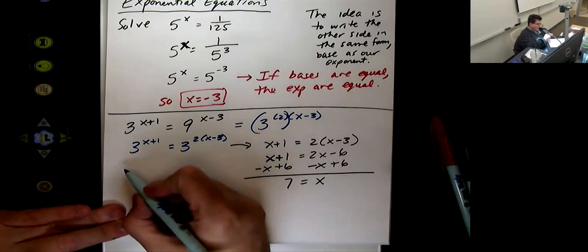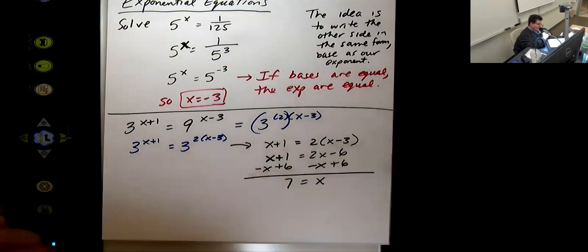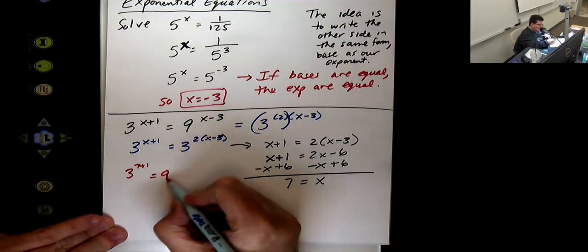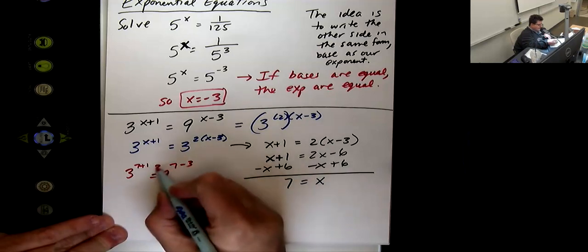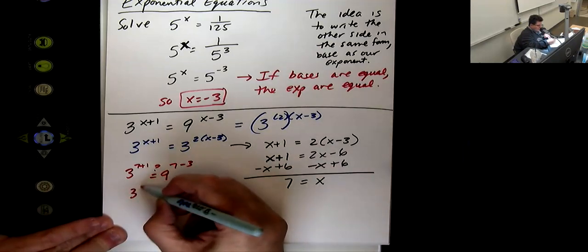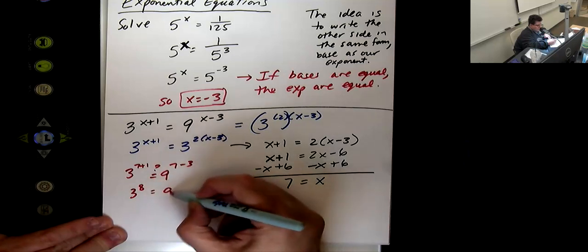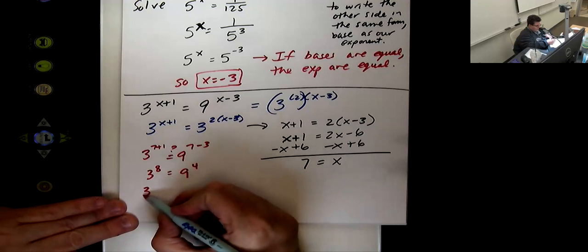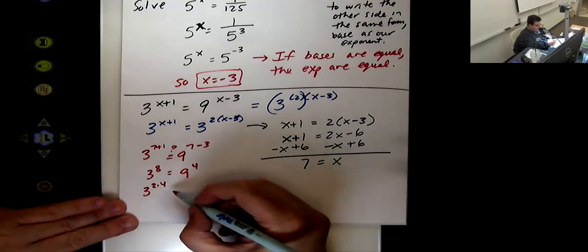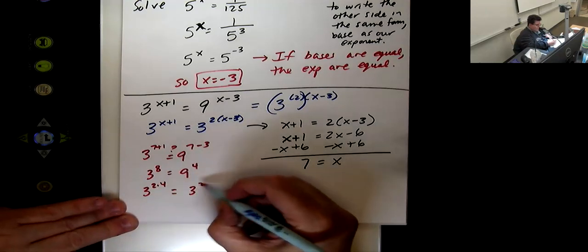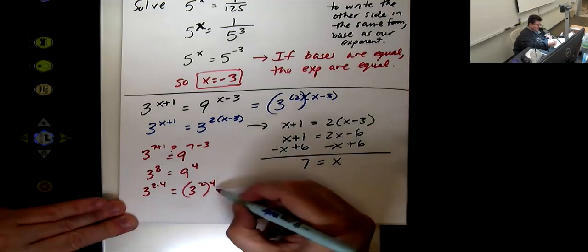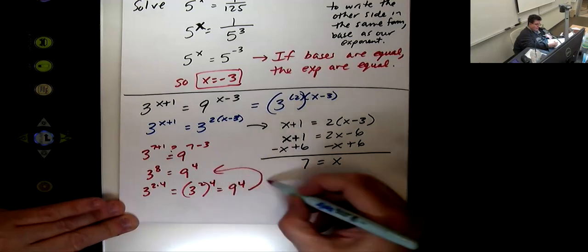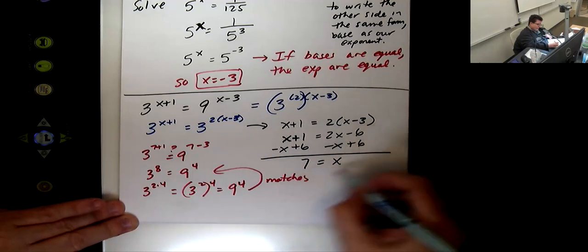So does that work? We've got 3 to the 7 plus 1. Does that equal 9 to the 7 minus 3? I have 3 to the 8th power equals 9 to the 4th power. I could write this as 3 to the 2 times 4, which is 3 squared to the 4th, which is 9 to the 4th. So yes, it matches. And x equals 7 worked.